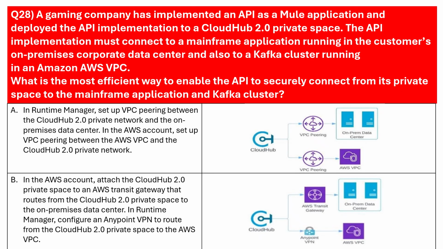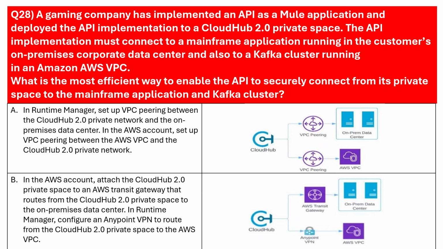Q28. A gaming company has implemented an API as a Mule application and deployed the API implementation to a CloudHub 2.0 private space. The API implementation must connect to a mainframe application running in the customer's on-premises corporate data center and also to a Kafka cluster running in an Amazon AWS VPC. What is the most efficient way to enable the API to securely connect from its private space to the mainframe application and Kafka cluster?